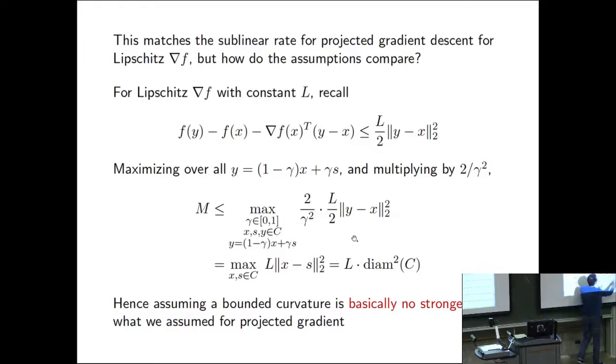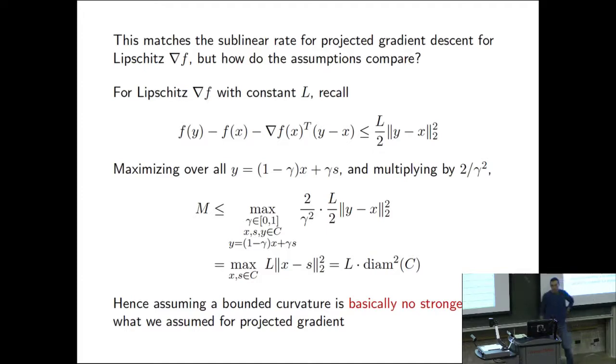This quantity, over all y that's related to points x and s in the set in this way, it's a convex combination of points x and s. It turns out to just reduce to the maximum over all points x and s in the set of the distance between x and s squared, which is just L times the squared diameter of my set. So if I think about my set having some diameter, this is telling us that we can relate m to L in this way. m is upper bounded by L times the diameter of my set C squared.